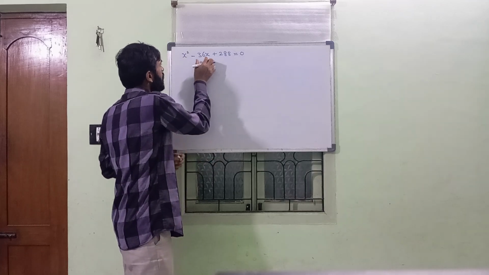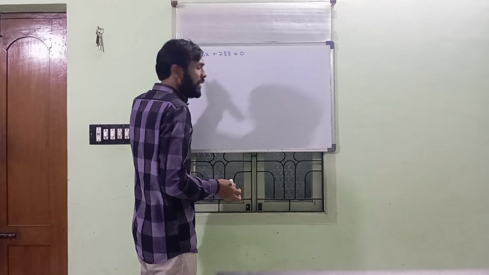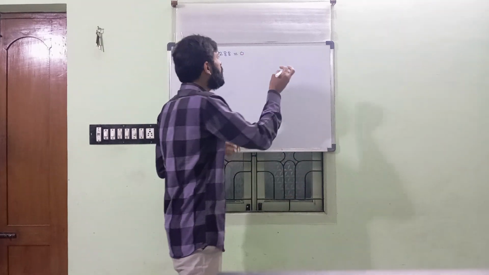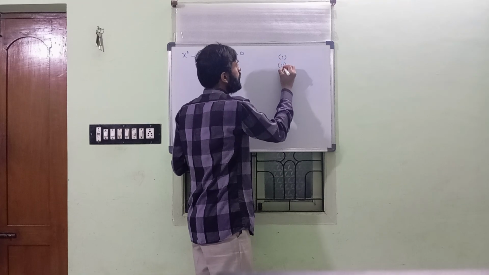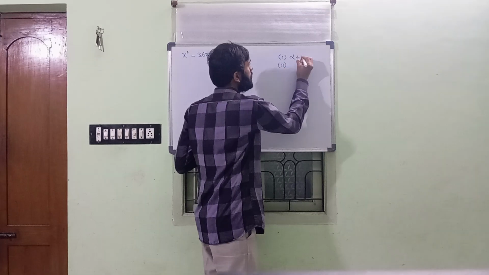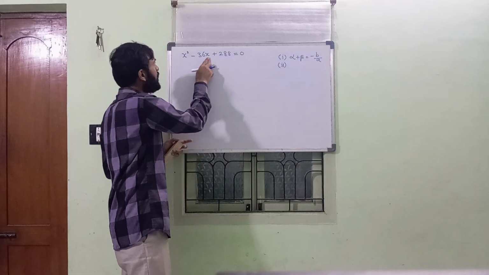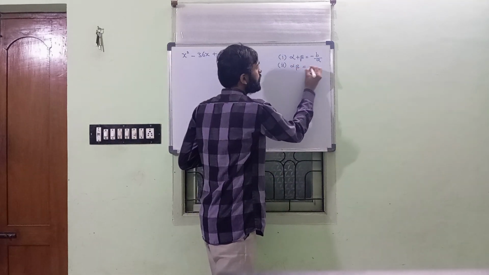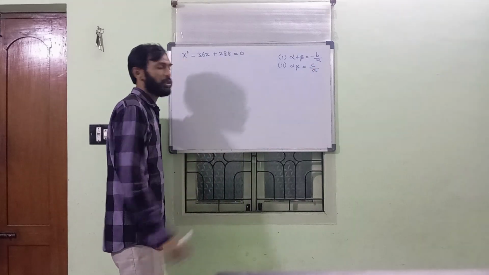Now here, with 36, the average will be minus 18. How is the average minus 18? We need to recall one basic property of the quadratic equation, that is the sum of roots and product of roots. The sum of roots is minus b by a, that is the x coefficient over the x square coefficient. The product of roots is c by a, the constant term divided by the x square coefficient.